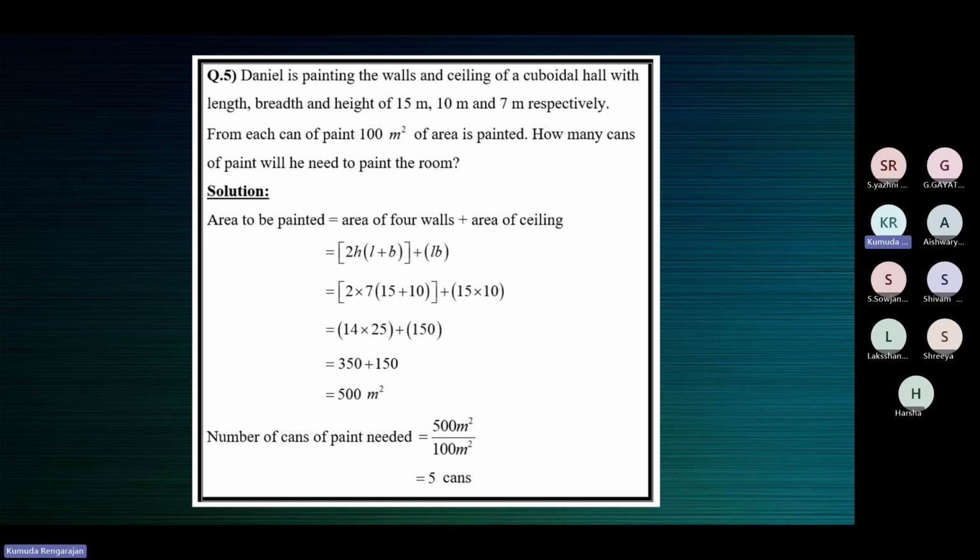And here, what area you have to find is whatever is painted. You should not simply use a total surface area formula. What area is painted? The 4 walls. Formula is 2h into L plus B. And the ceiling, formula L into B. So these two you'll have to find and add to find the total area that is to be painted.